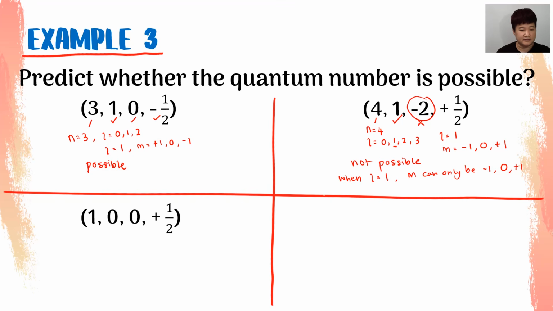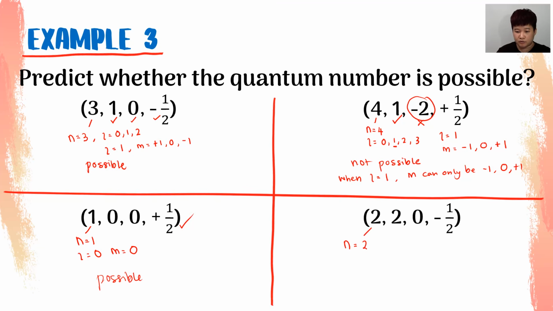Next, when n is 1, L can be 0 only. So when L is 0, M can be 0. So S positive half, yes, possible. Last but not least, when n equals 2, L can only be 0 and 1. And your L right now is 2, so it's not possible. Why is that not possible? Because when n equals 2, L can only be 0 and 1.